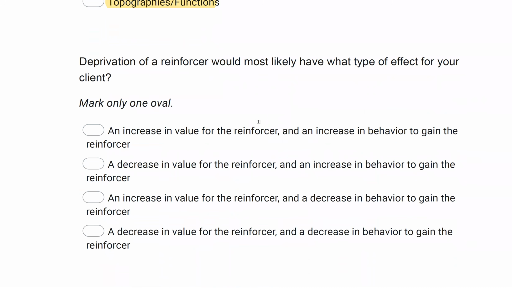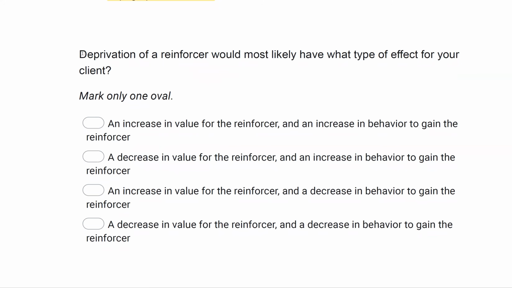Deprivation of a reinforcer would most likely have what type of effect for your client? All right, keyword here is deprivation. When you hear satiation or you hear deprivation, you have to think motivating operations. And what do motivating operations do? Essentially, they make you want or not want something. They're changing the value of a consequence, okay? And when the value of a consequence changes, so does your behavior temporarily.